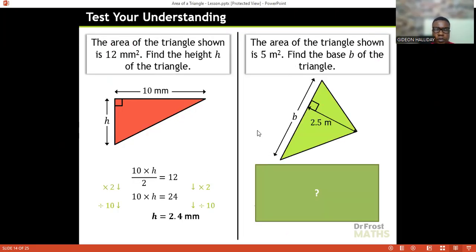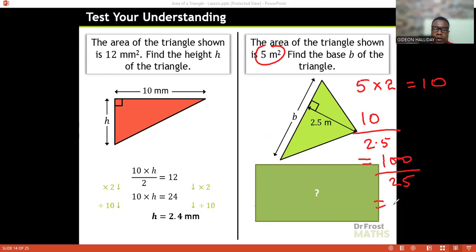So you try this, of course, the same way. 5 times 2, that's 10. And then 10 divided by 2.5. So you can say 100 divided by 25, and that equals 4. What I did is I multiplied this by 10 and multiplied this by 10 to take away the decimals, because dividing by a decimal can be tricky. So the best way is to redraw the decimal points. So the answer is 4.